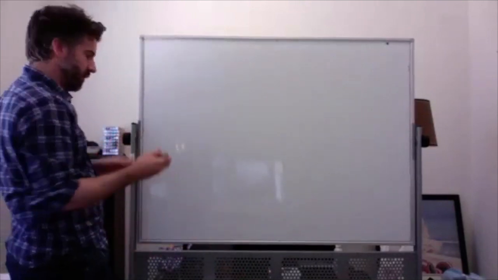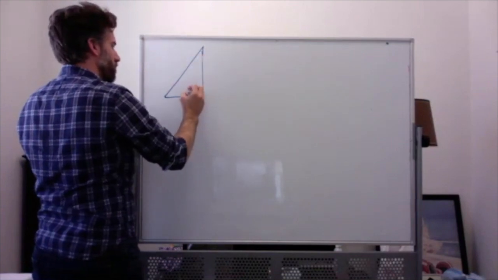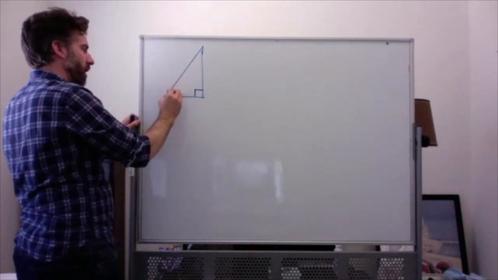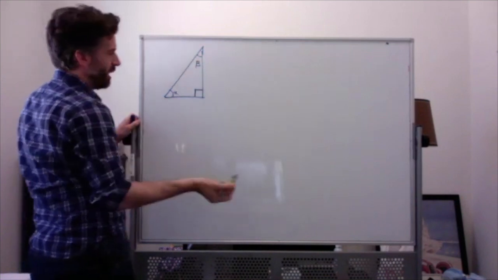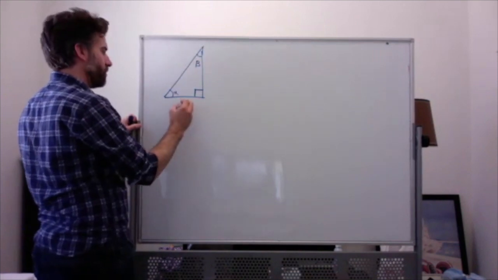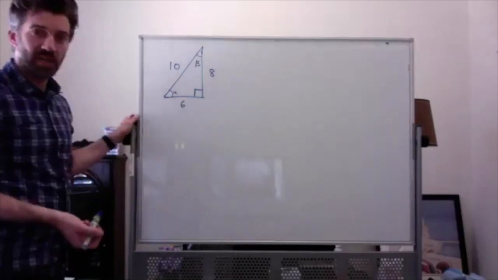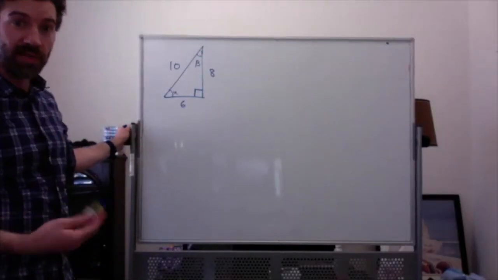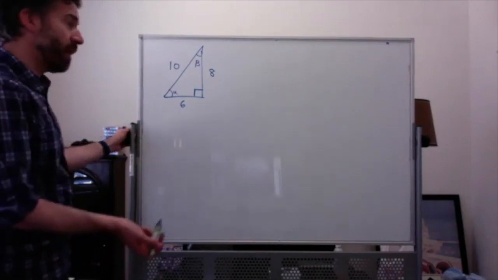So real quickly, if we have just some random right triangle, where I'm going to call this angle alpha and this angle beta, and I'm going to make up some sides. Let's say this side is 6, 8, and 10. I just took my favorite 3, 4, 5 triangle and doubled each side. It's another Pythagorean triple.